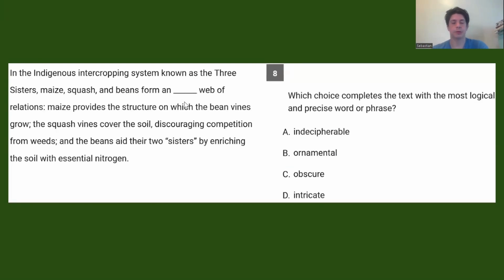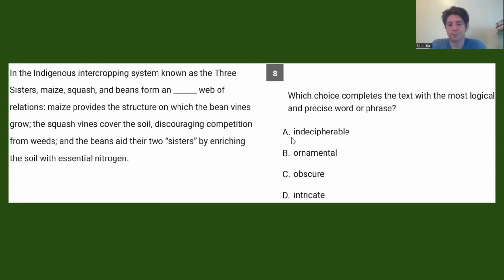I think this is the last one from Module 1A. It's number 8 on that one. In the indigenous intercropping system known as the Three Sisters, maize, squash, and beans form a blank web of relations. Maize provides the structure on which the bean vines grow. The squash vines cover the soil, discouraging competition from weeds. And the beans aid their two sisters by enriching the soil with essential nitrogen. Okay. So which choice completes the text with the most logical?